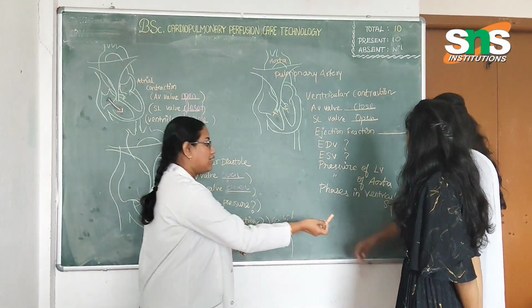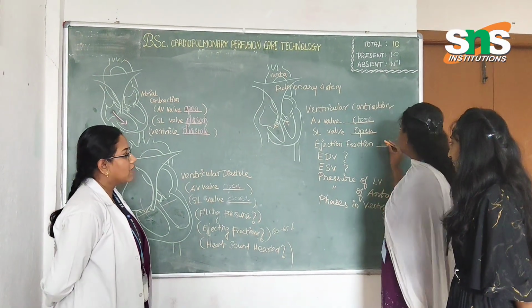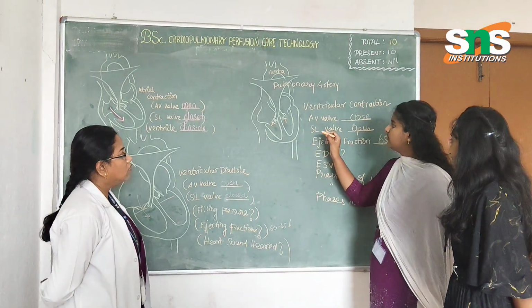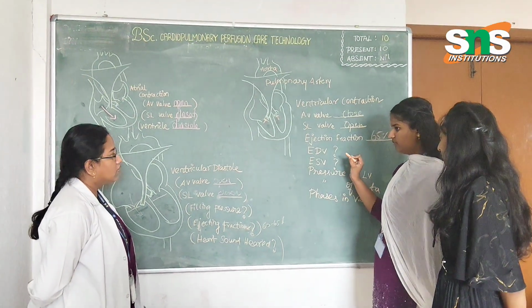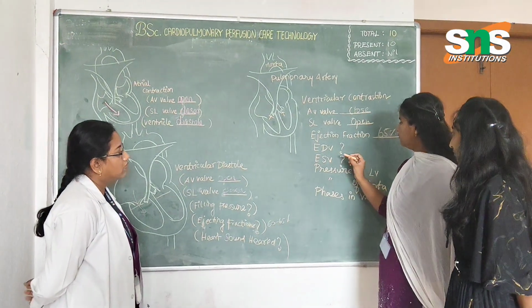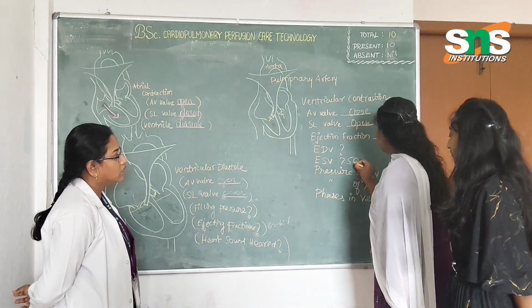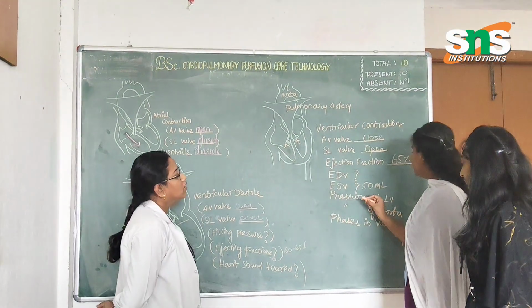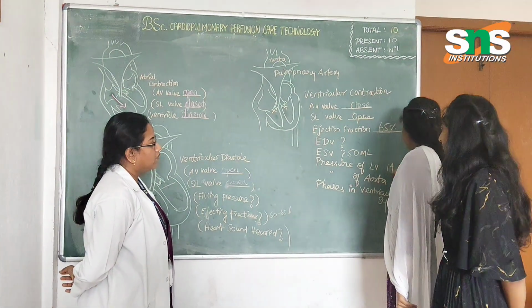Next, what is ejection fraction? The amount of blood ejected from the heart is 65%. The remaining blood in each ventricle at the end of systole is called the end systolic volume. The value of the end systolic volume is 50 ml. 50 ml will be present in each ventricle. The pressure of the left ventricle and the pressure of the aorta is more than 140 mmHg.